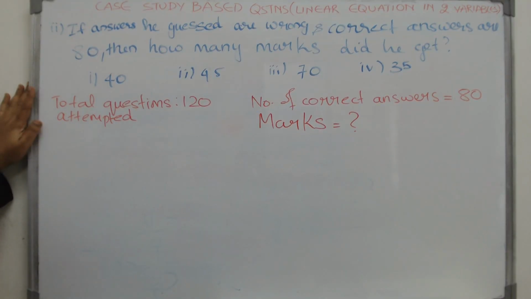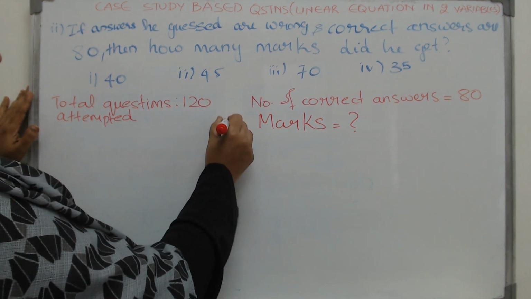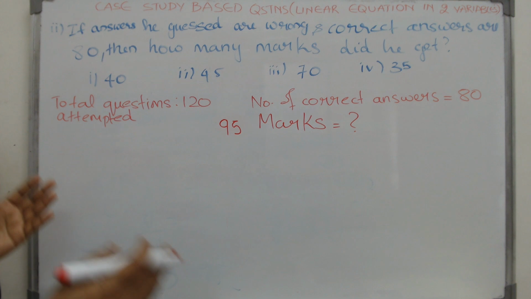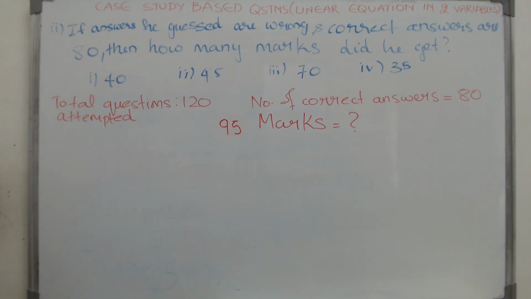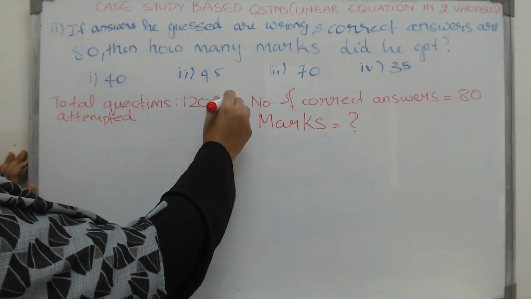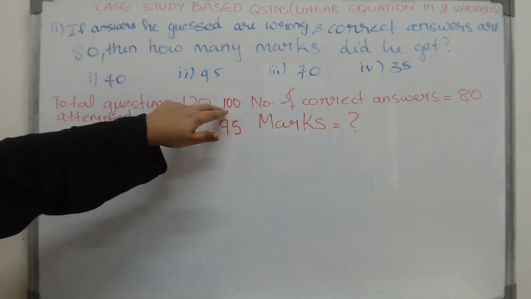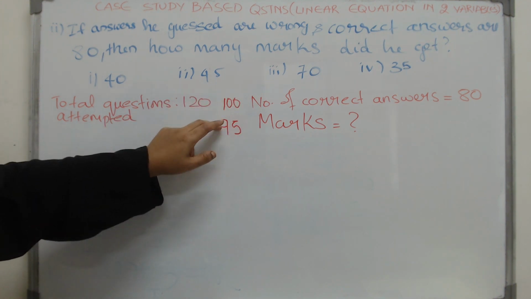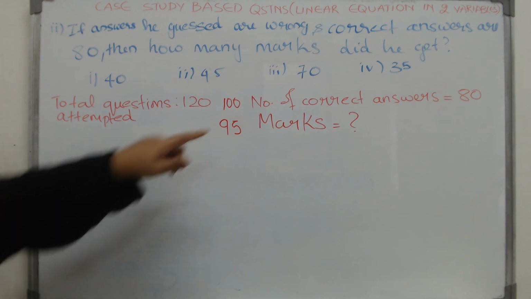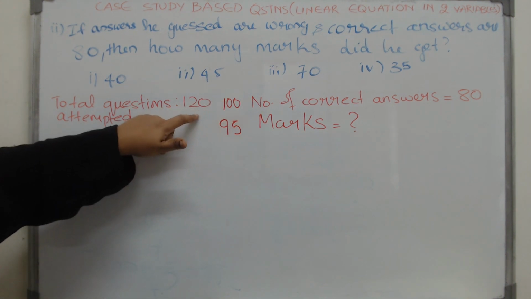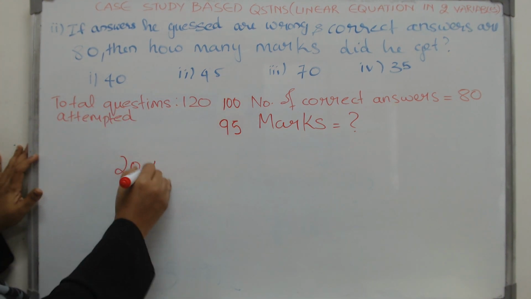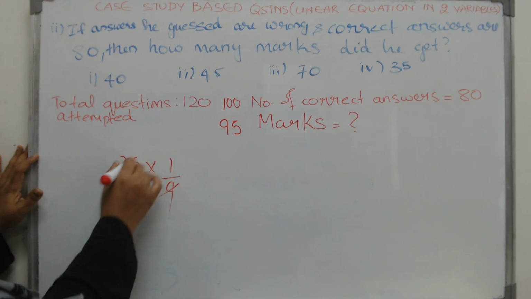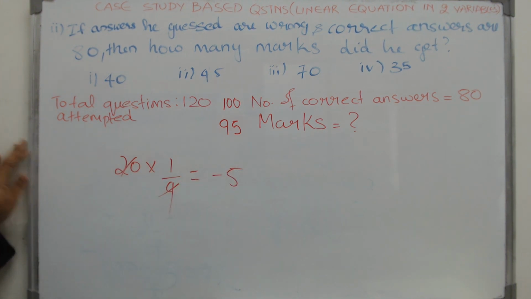Now this is the second part of the question. How is it different from the first? In the first question, we knew that the marks he got was 95. Then we came up with two linear equations, solved it and finally found out that the number of correct answers was actually 100. He should have got 100, but what happened? 100 was correct. 20 was wrong. For each 20 he lost 1/4, or in other words he lost 5 marks and got just 95 marks.